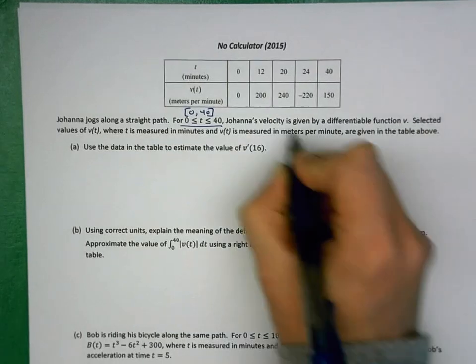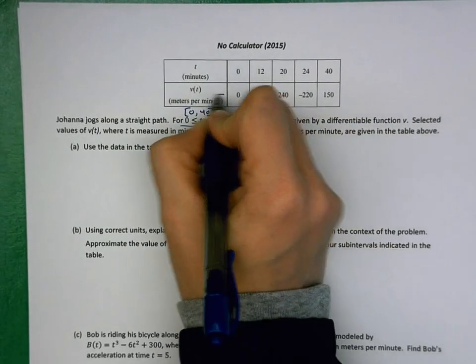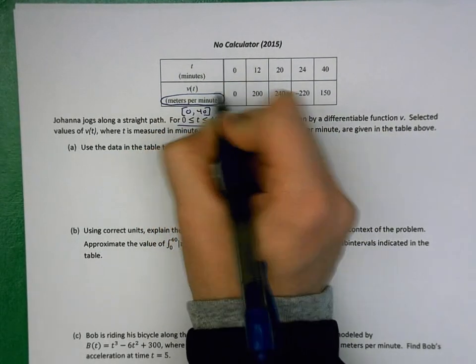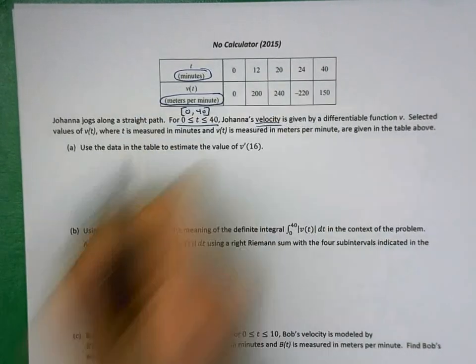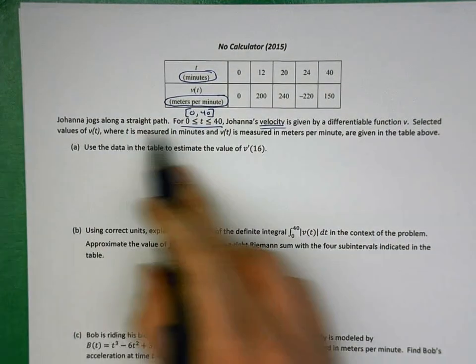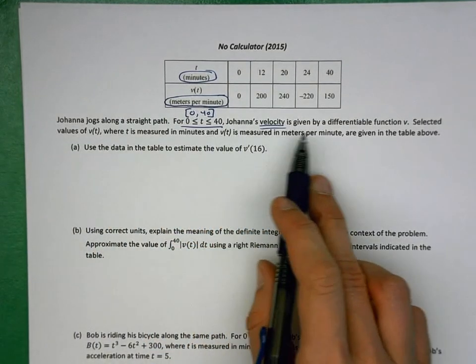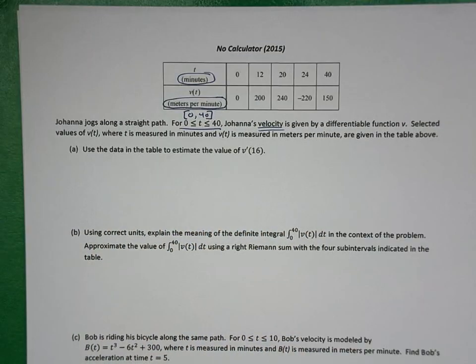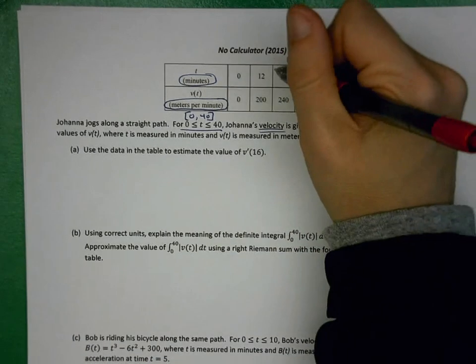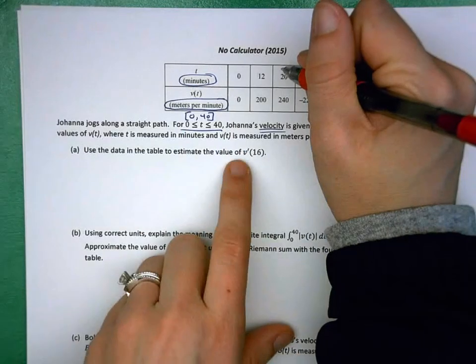Velocity, so I'm thinking velocity information. We've got velocity units here of meters per minute. That's then articulated, right? Selected values for v, t is measured in minutes, v of t is measured in meters per minute are given in the table above. We use the data in the table to estimate the value of v prime of 16. We've done several of these so far. V prime of 16, we have velocity, so its derivative would be rise over run.